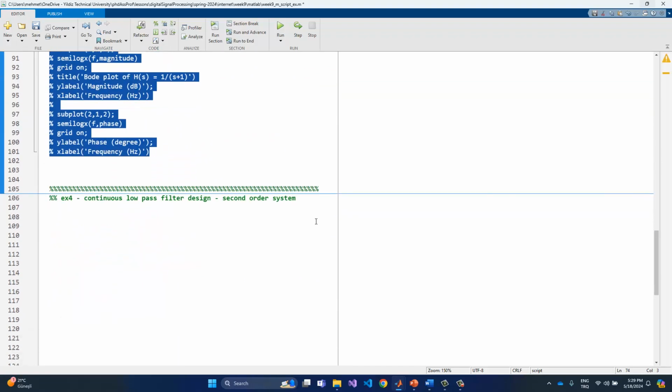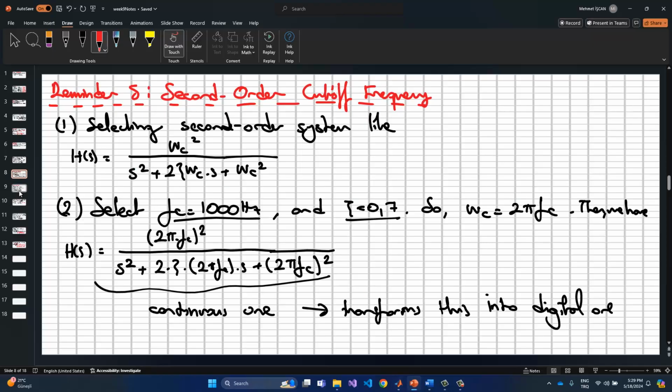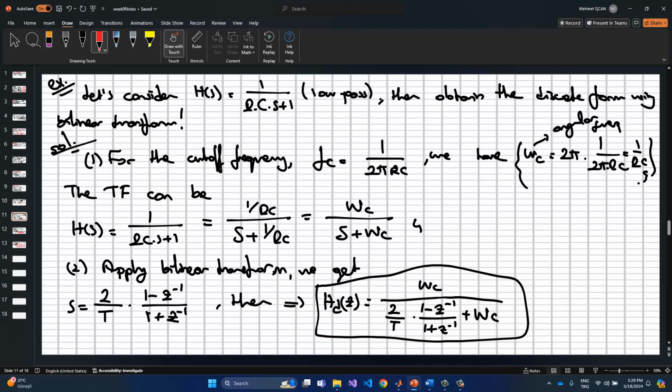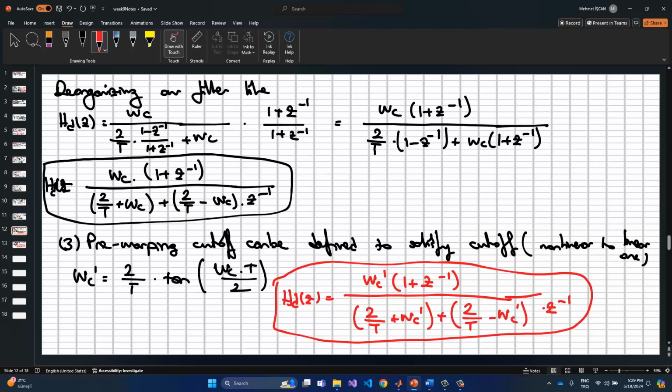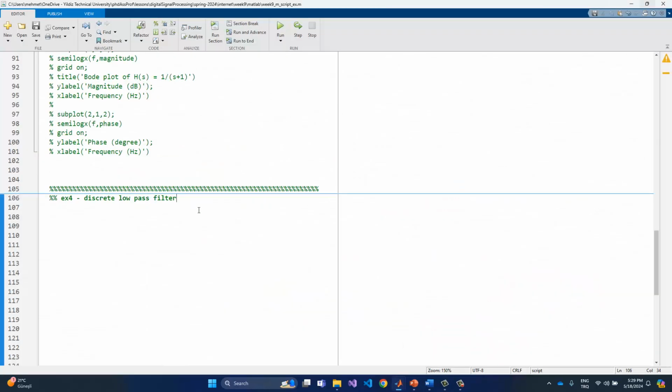In example 4 we need to design the discrete low pass filter, okay? First of all, just remember how we can do that. We can do these formulations using the bilinear transform with these formulations, okay? And so we will implement this code in MATLAB.